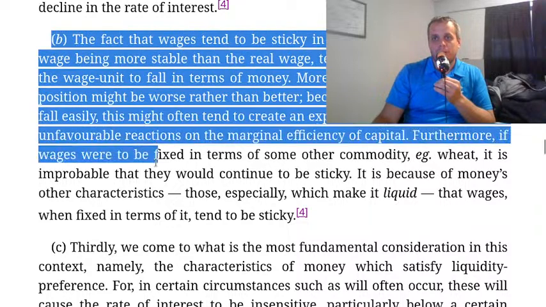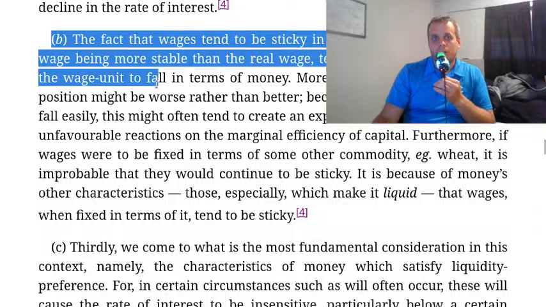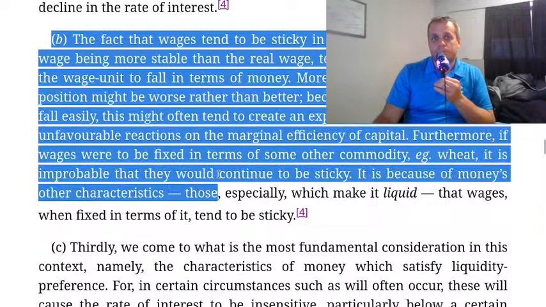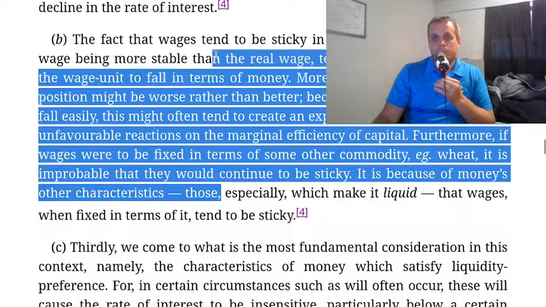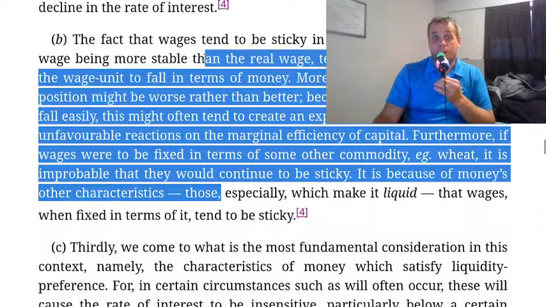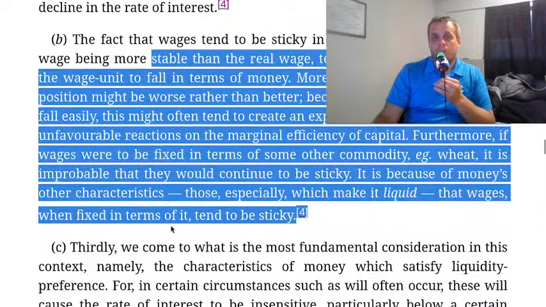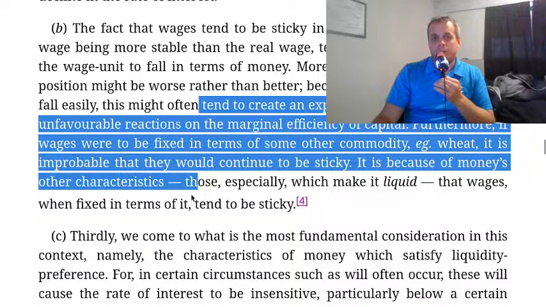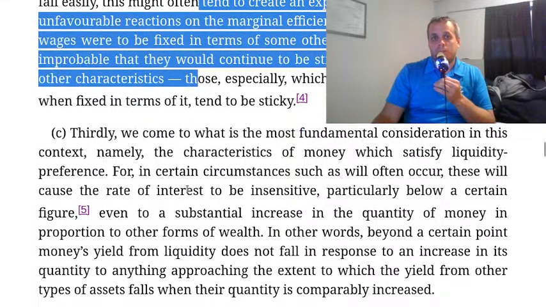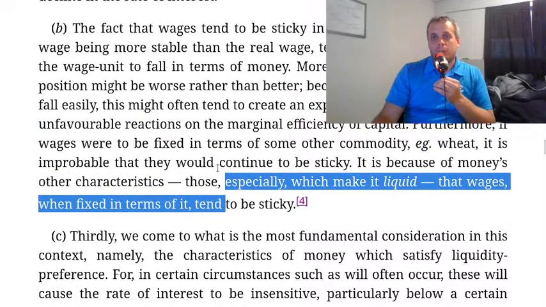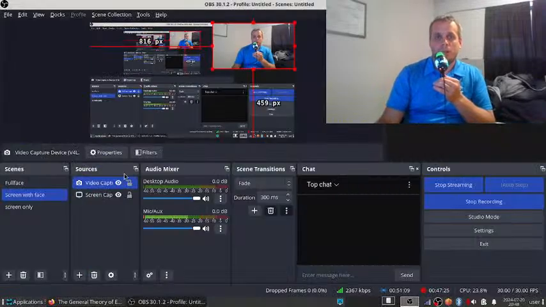The fact that wages tend to be sticky in terms of money tends to limit the readiness of the wage unit to fall in terms of money. Moreover, if this were not so, the position might be worse rather than better, because if money wages were to fall easily, this might often tend to create an expectation of further fall, with an unfavorable reaction on the marginal efficiency of capital. Furthermore, if wages were to be fixed in terms of some other commodity, e.g. wheat, it is improbable that they would continue to be sticky.